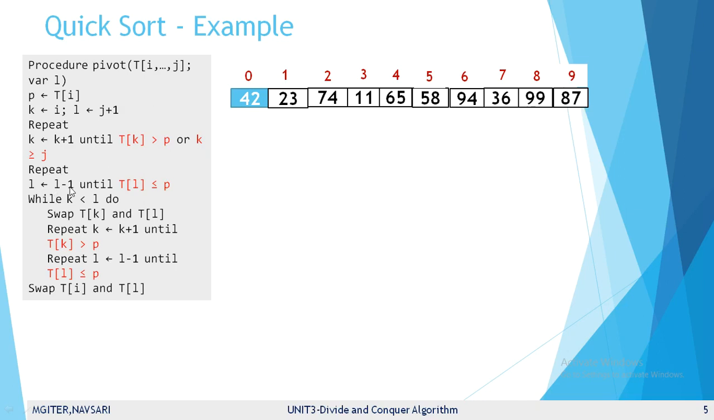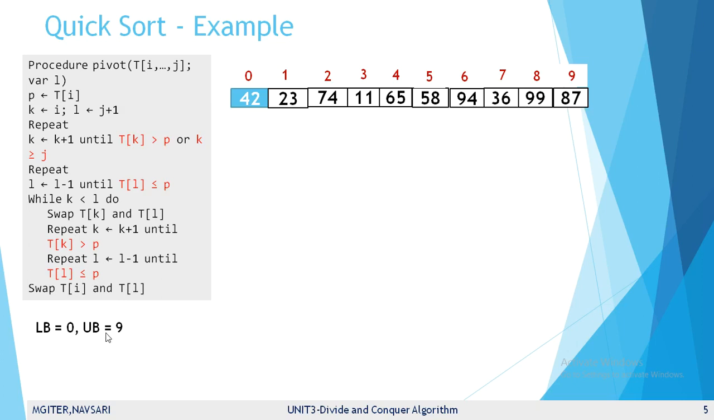After that, we decrement L by 1 until T of L is less than or equal to the pivot element. Once this condition is satisfied, while K is less than L, we swap T of K with T of L. Now again we repeat the procedure: increment K by 1 until we find an element which is greater than P, and decrement L by 1 until we find an element which is less than the pivot element. Finally we swap T of I with T of L. This is the procedure for quicksort.